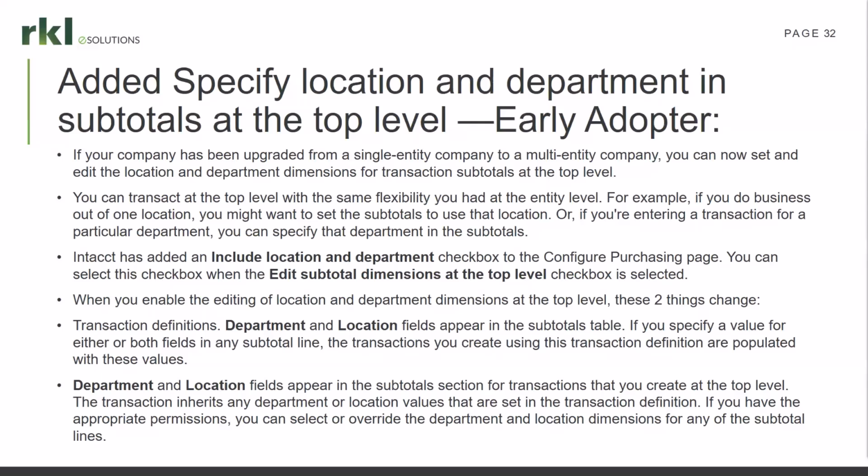Intacct has added an include location and department checkbox in the configure purchase page. You can select the checkbox with the edit subtotal dimension at the top level. When you enable the editing of location and department dimensions at the top level, these two things change. In transaction definitions, the department and location fields appear in the subtotal table, and department and location fields appear in the subtotal section for your transactions that you created at the top level.